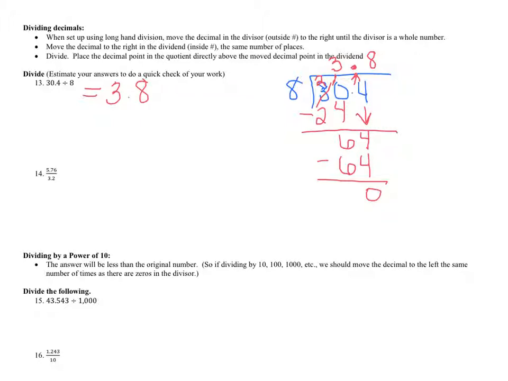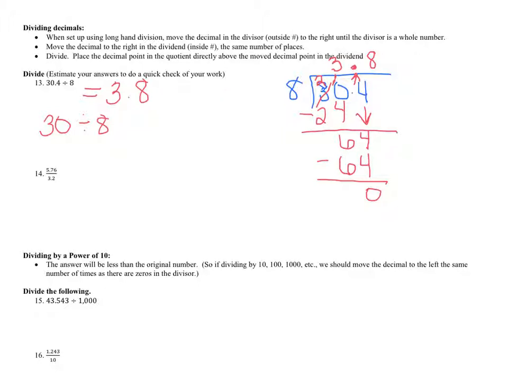Now let's do a quick check by estimating our answer. So to estimate, I could round each number to the nearest whole number. For example, I could say 30 and 4/10 is closest to 30 as a whole number, and 8, of course, is closest to 8 as a whole number. But I can't really do 30 divided by 8 in my head.